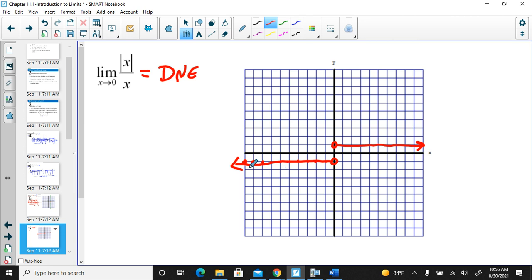Okay, so yes, if the limit from the left and the limit from the right do not match, then we say the limit does not exist.